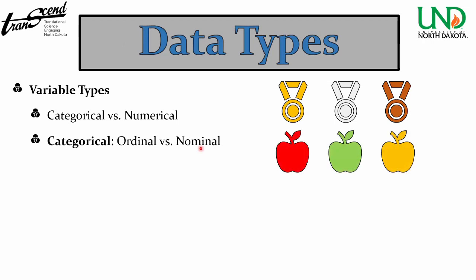Like, for example, apple varieties, or even apple colors. There isn't necessarily a ranking in those, and so that's kind of how you would separate out categorical, ordinal, and nominal. Now, the other type of variable, numerical, these are numbers.